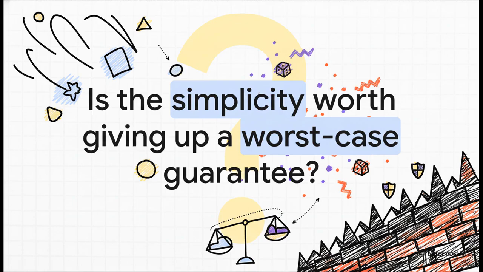And that really leaves us with the fundamental question of the treap. In a ton of real-world applications, being almost always super fast is more than good enough. It all boils down to a classic engineering trade-off. Is the elegance and the beautiful simplicity you gain from randomness worth giving up that absolute deterministic guarantee against the worst possible case? Definitely something to think about.